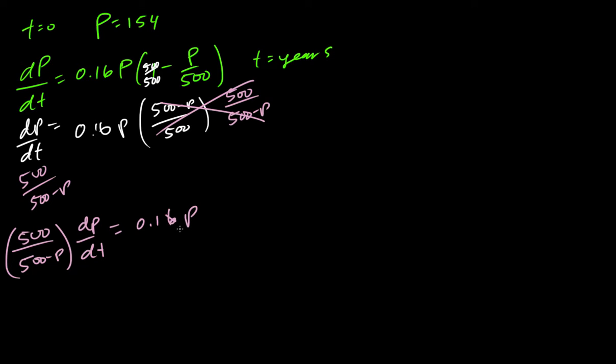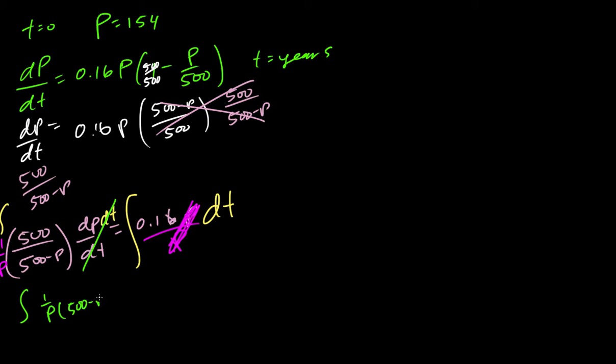We still have a p on the wrong side, so we divide by p. I'm just going to write it in like that. Okay, and then from here, we're going to take the integral with respect to t, both sides. Those cancel, and so we're left with 1 over p times 500 minus p, 500 on top, dp, and 0.16 dt.